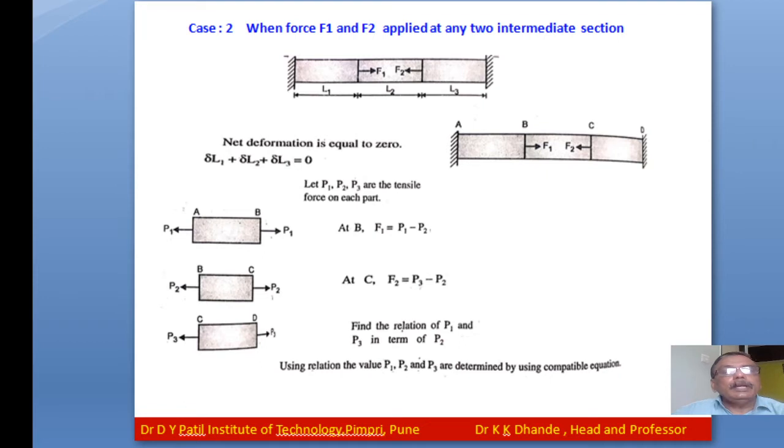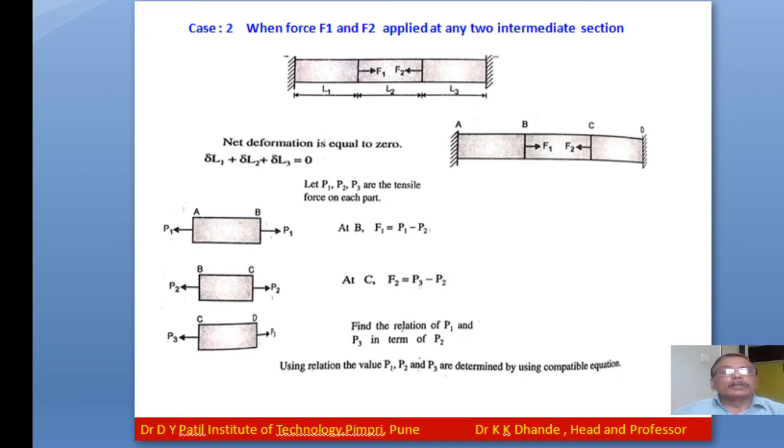So the net deformation is equal to 0 because both the ends, at point A and at point D, are closed. So when a number of forces act on that body, the net deformation will be 0. In that case we may say delta L1 for section AB plus delta L2 for section BC plus delta L3 for section CD is equal to 0.